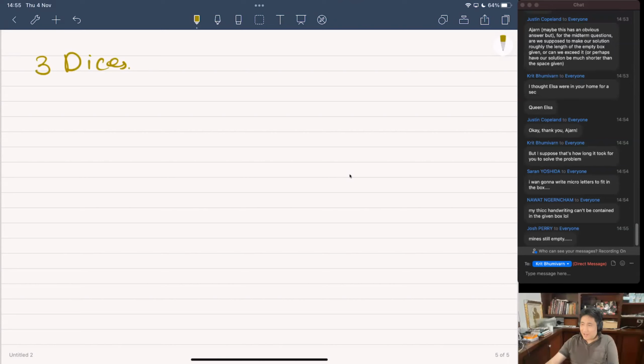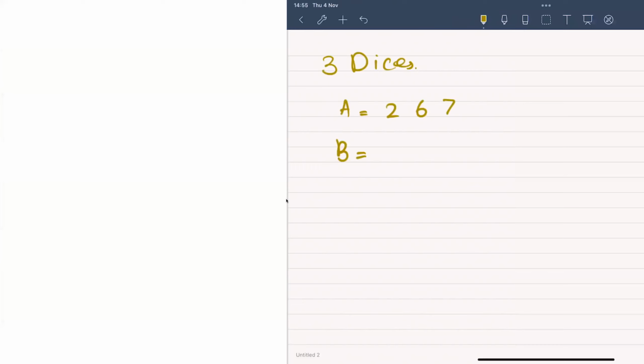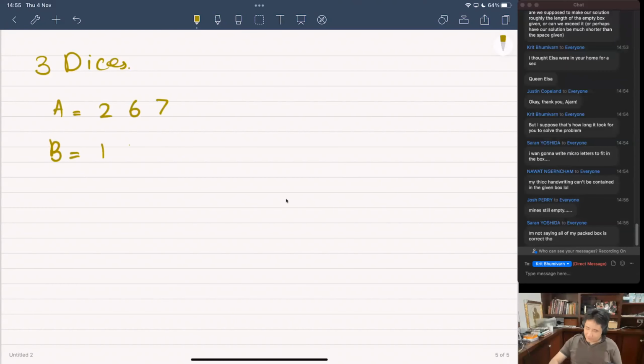Let me get the numbers real quick. A is 267 and B is 159 and C has 348. Okay, there are three dice. Each one can turn up each of its numbers and it's a fair die, so it's 1/3 each.